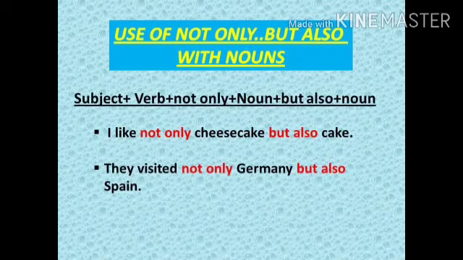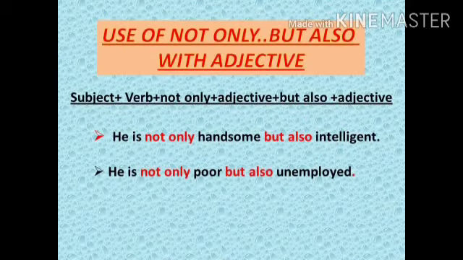First, we will see the use of not only but also with nouns. Structure is subject plus verb plus not only plus noun plus but also plus second noun. Now look at these examples. First, I like not only cheesecake but also cake. Here we are talking about the same person, I, where we have two different nouns. Cheesecake is the first noun, so it comes after not only, and cake is the second noun. That's why it comes after but also to give an extra emphasis.